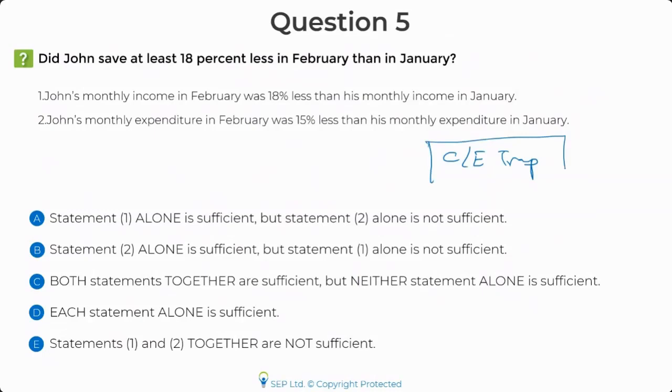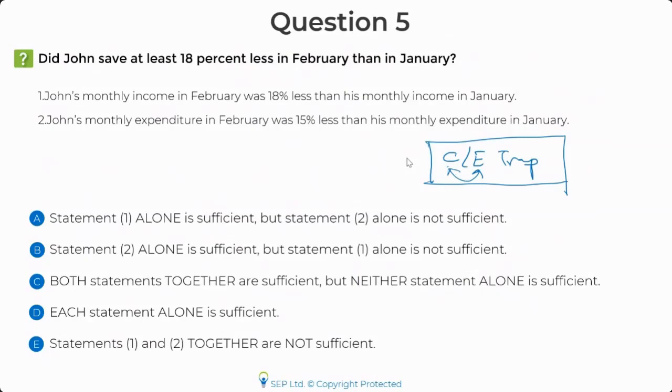When I say CE trap, what I mean is, I'm not saying that both of them are incorrect, but people can't decide which one to mark the answer as, and if they are able to fully solve, they get the answer correct, else they end up choosing either C or E to mark the answer.